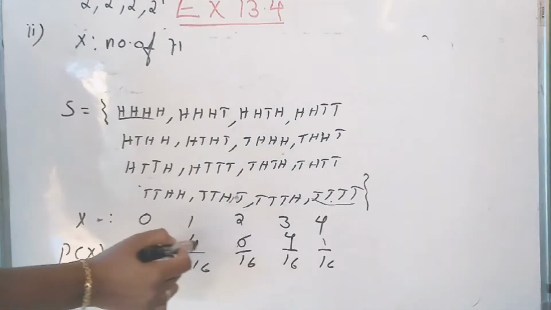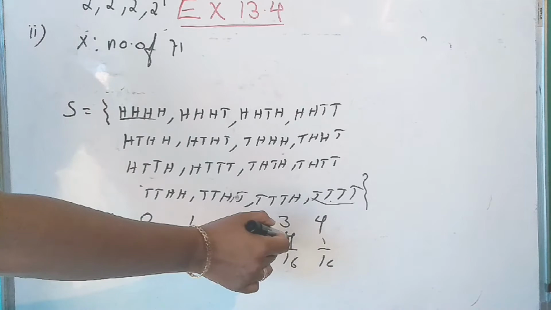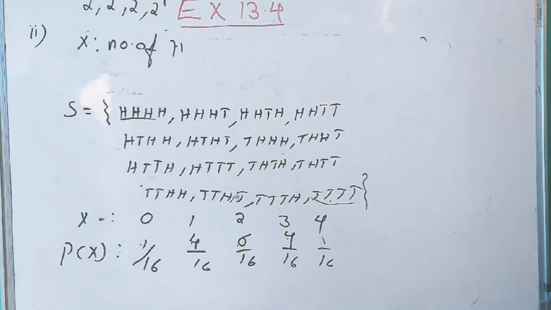Now if you want to check whether this is correct or not, just add all these probabilities. 6 plus 4, we will get 10. 10 plus 1, 11. 11 plus 4, 15. 15 plus 1, 16. 16 by 16, we will get 1. So this is the probability distribution corresponding to the experiment of tossing a coin 4 times.